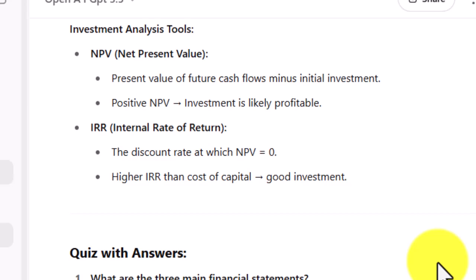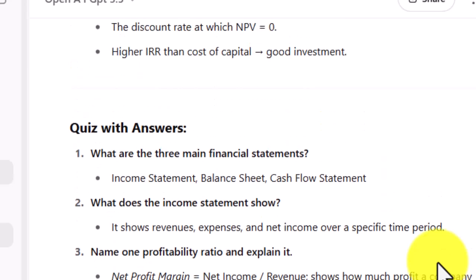Investment analysis tool: net present value, the present value of future cash flows minus the initial investment. Positive NPV: the investment is likely profitable. IRR: internal rate of return, the discount rate at which NPV equals 0. An IRR higher than the cost of capital means a good investment.